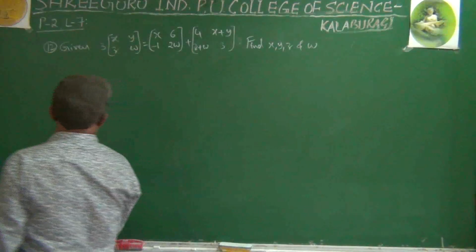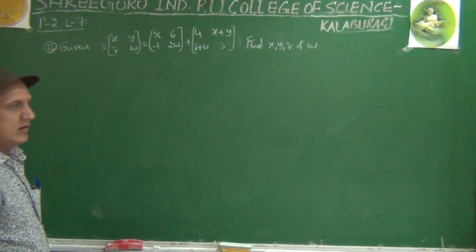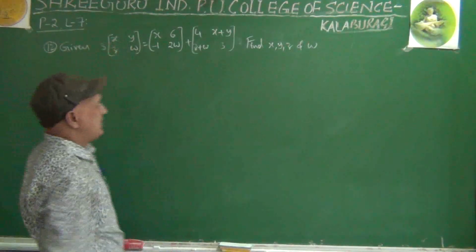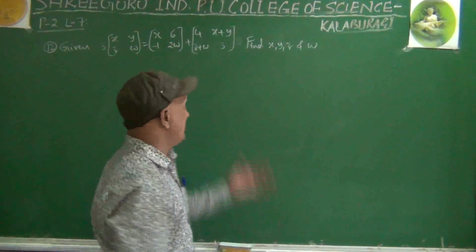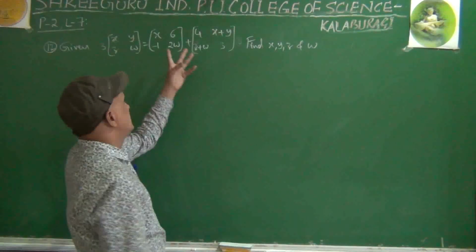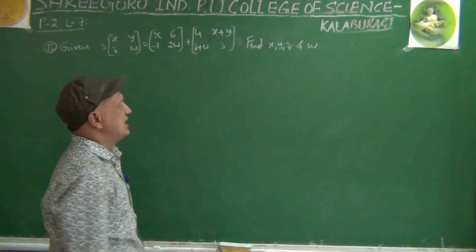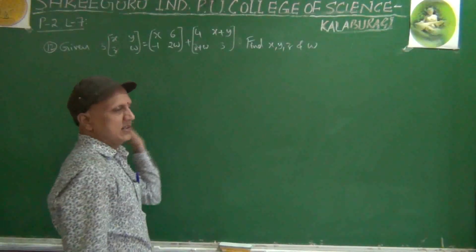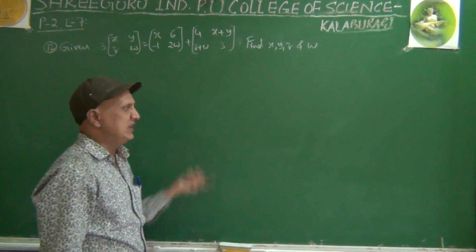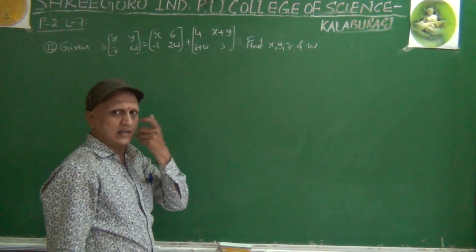You can try this one. I go a bit fast. You have to solve many questions. We have solved like this: addition of the matrices, scalar multiplication, adding the matrices, equating the matrices. Finally, equations will come. Again, lower class concept.